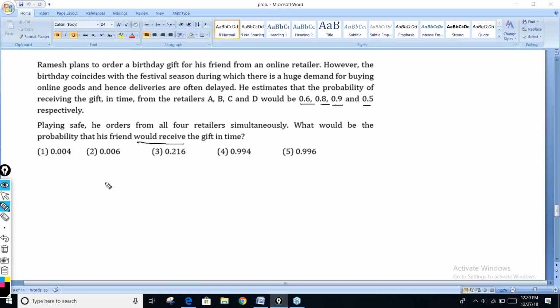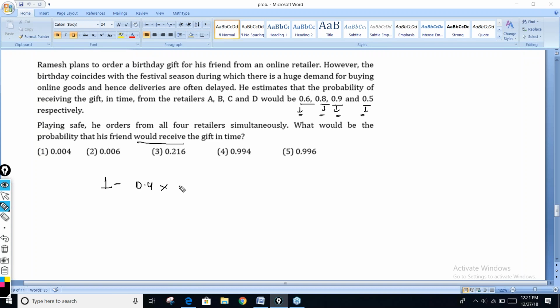So what I do, I subtract from 1 the probability that he will not receive the gift from any of the retailers: he will not receive from here, he will not receive from here, he will not receive from here, he will not receive from here. If I multiply this, I'll get the probability that he will not receive in any of the cases. But if I subtract from 1, I'll get the probability that he will receive the gift from at least one of them. So he will not receive the gift from here, it is 0.4.